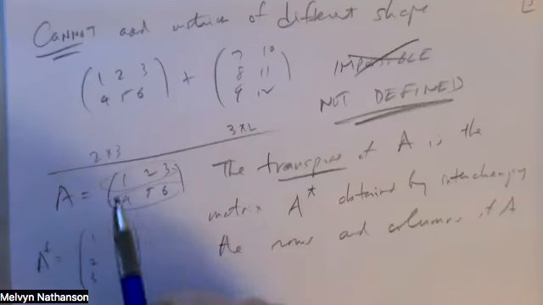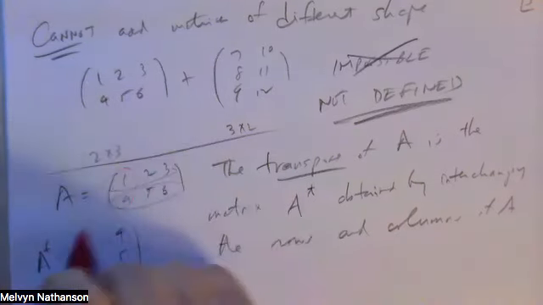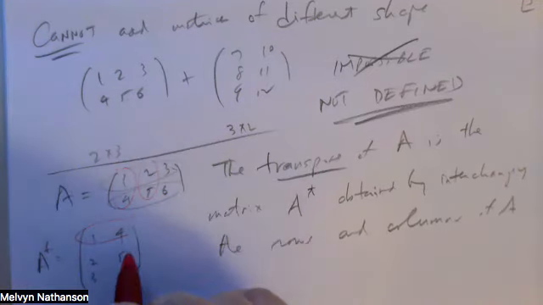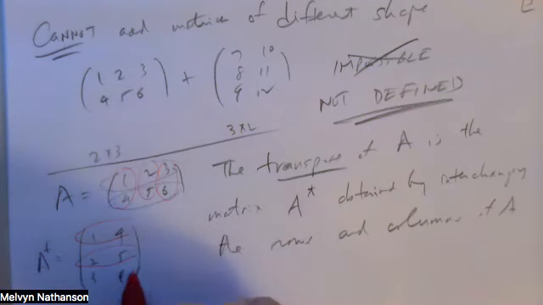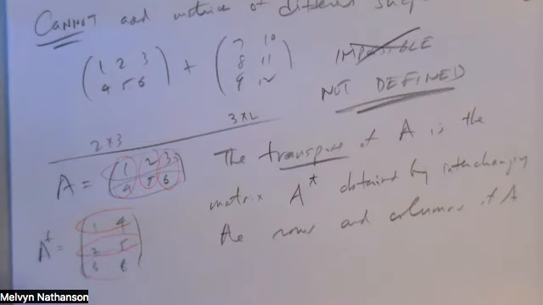And you'll notice, for example, that the first column of A has become the first row of A transpose. The second column of A has become the second row of A transpose. The third column of A has become the third row of A transpose. So interchanging the rows into columns gives you the same matrix as changing the columns into the rows, and what you get is called the transpose.